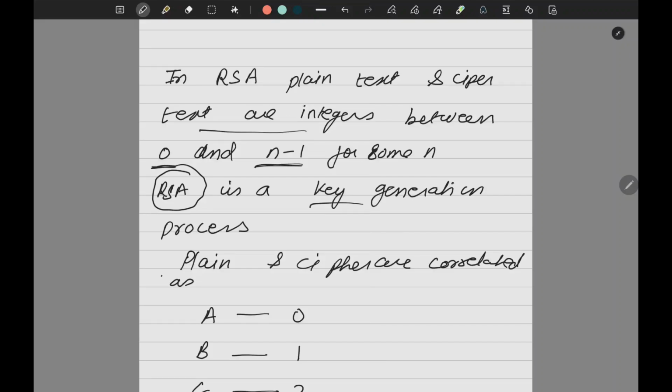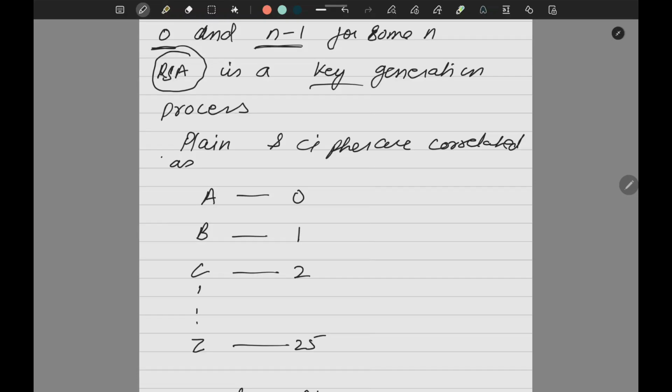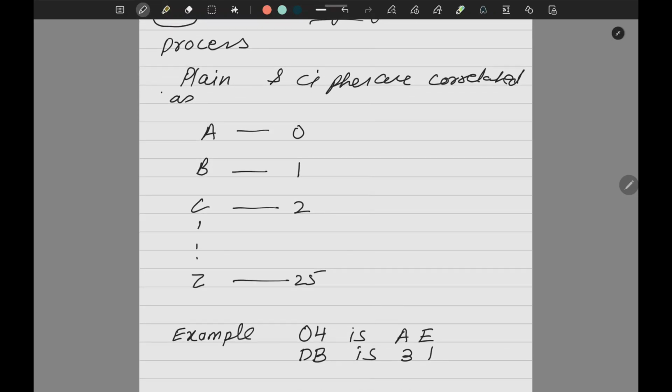Now how are plain text and ciphertext correlated? This will be the coding I will be using. Whenever A comes, I will put the number 0. Whenever B comes, I will put the number 1. C is 2, and like that Z will be 25. This is the code for the RSA algorithm only. Different algorithms have different correlations given. For example, if I give you 0 4, that will be A and E. D and E will be 3 and 4. In the same way, if I write DB, D is 3.